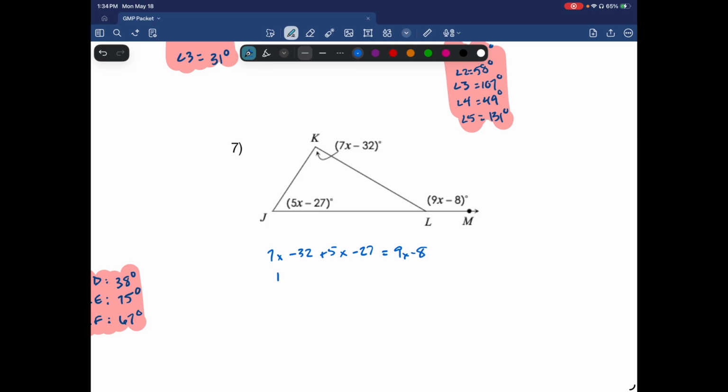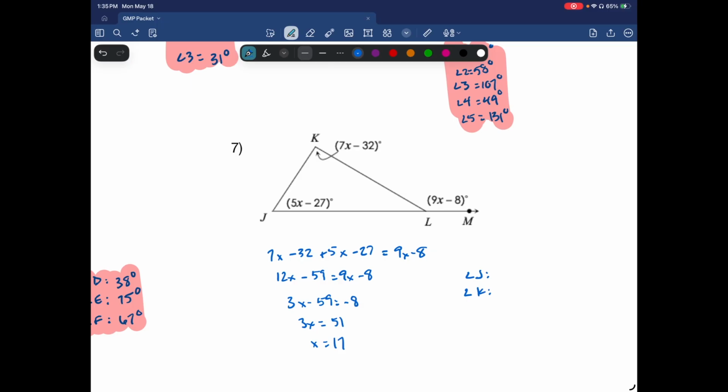Okay, so that's going to give me 12x minus 59 equals 9x minus 8. 12x minus 9x is 3x. Add 59: 3x equals 51. So x equals 17. And so I'm going to find angle J, angle K.